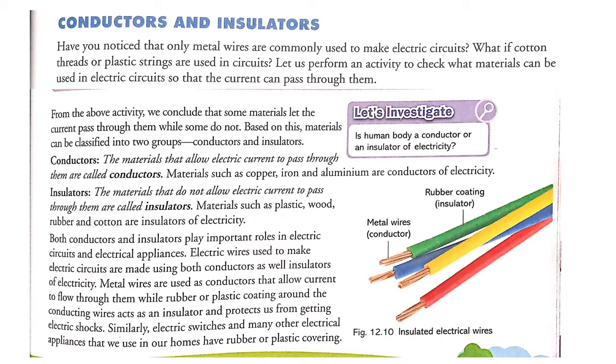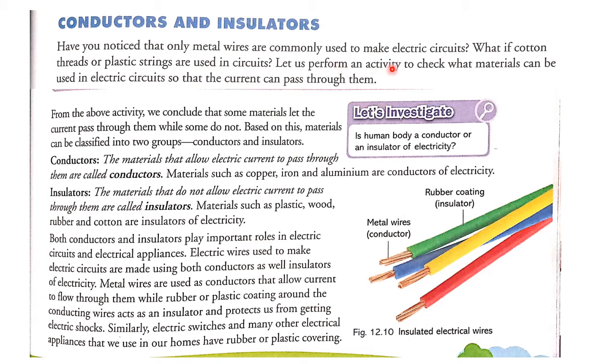Now we will see conductors and insulators. We have learned about conductors and insulators in our previous chapter also. Again we will see here. Have you noticed that only metal wires are commonly used to make electric circuits? What if cotton threads or plastic string are used in circuits?